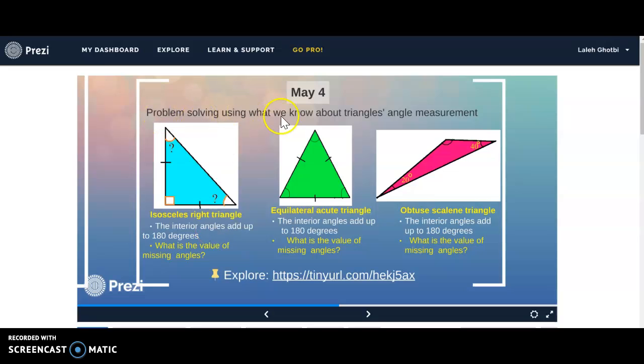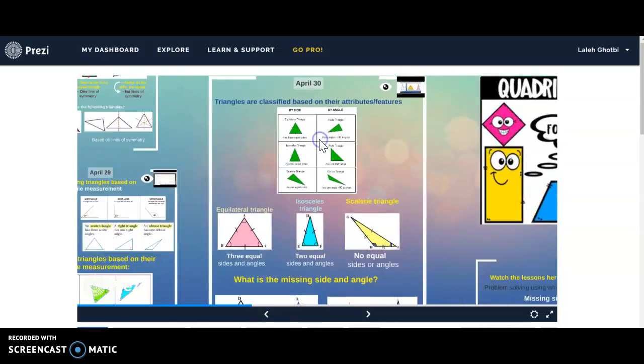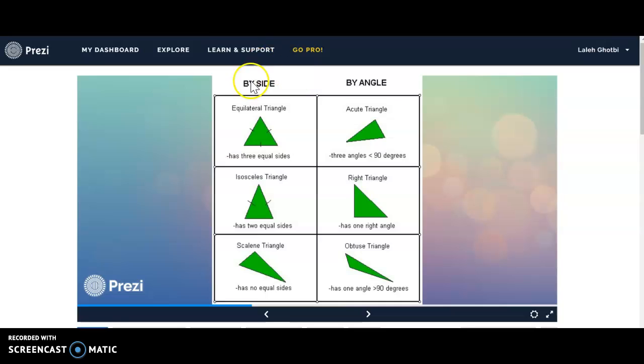Problem solving using what we know about triangles angle measurement. Before I get to this, I'm going to remind you of the way we classify triangles. Either by their sides, which we call equilateral if they have three equal sides, isosceles triangles if they have two equal sides, and scalene triangles if they have no equal sides.